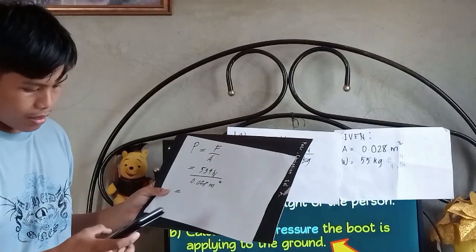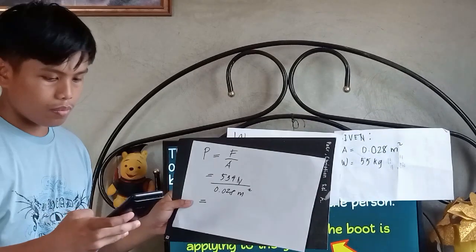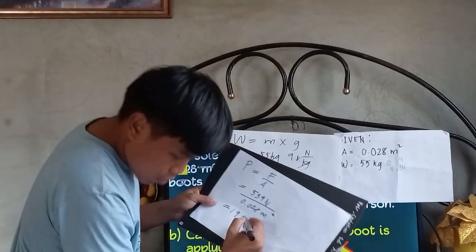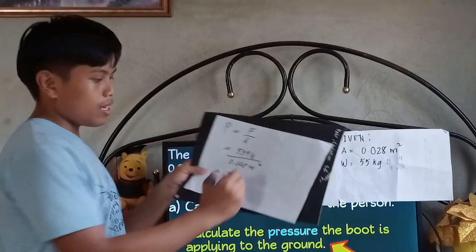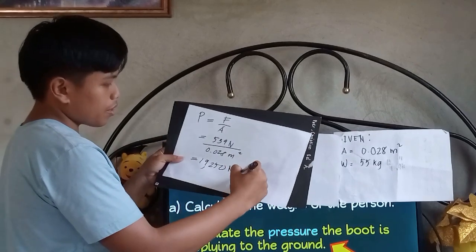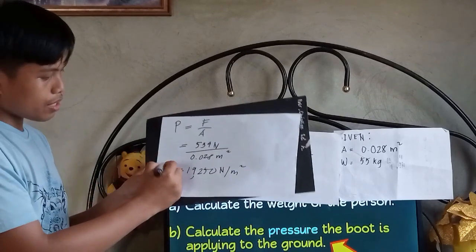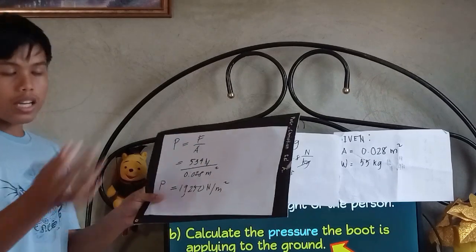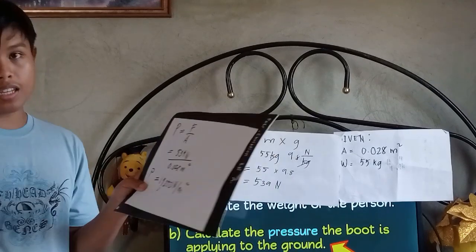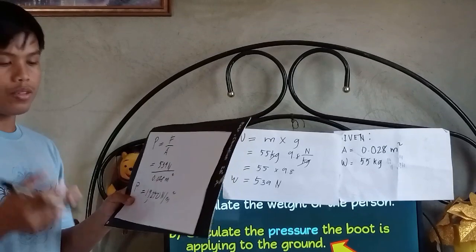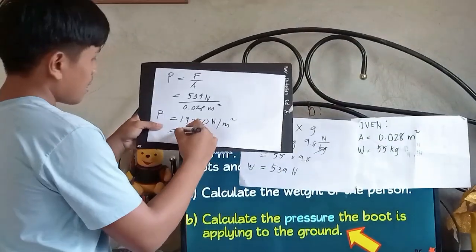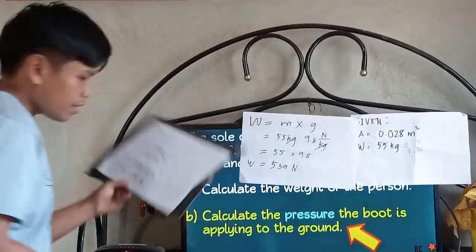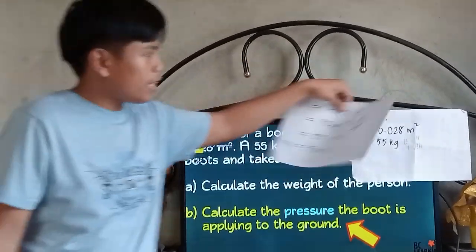539 divided by 0.028 is equal to 19,250. Then we simply put newtons per meter squared. So this is the answer in finding the pressure. We can substitute this unit with Pa. We will discuss further pascals, the pressure unit. So this can also be written as 19,250 Pa. This is the unit for pressure. Then we will proceed to another slide.